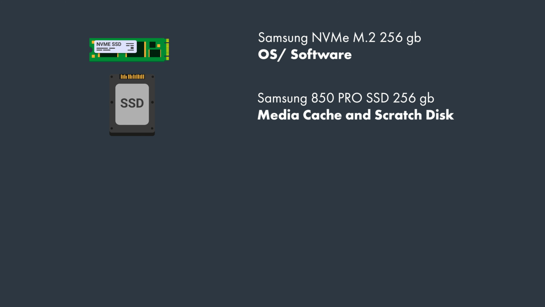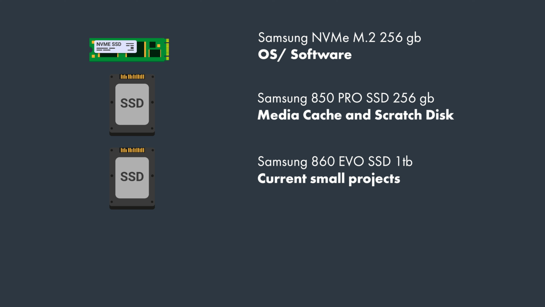workflow. I have a 1TB Samsung 860 Evo SSD for the current project files and source media I'm working on. Depending on the project, 1TB is usually enough for several current projects for me. However, if the project is larger, I can use external SSDs here or a really fast USB-C drive.